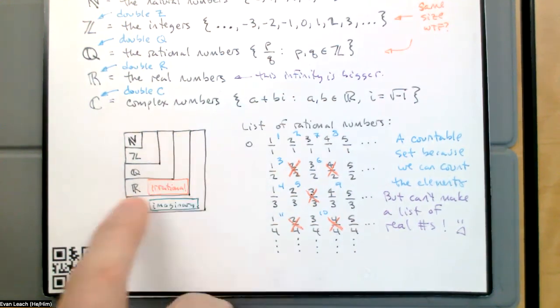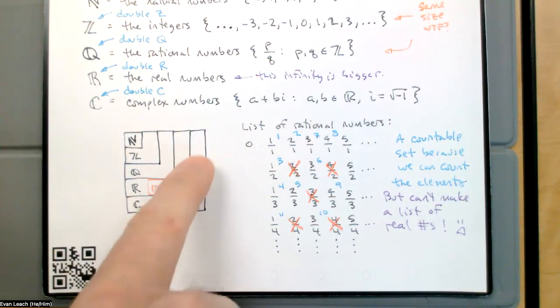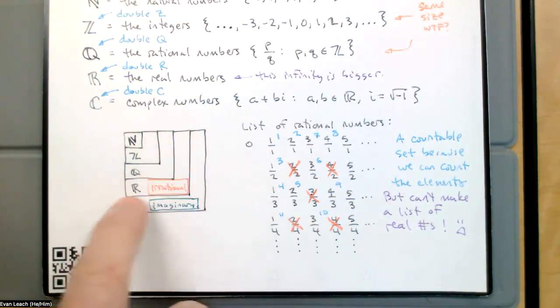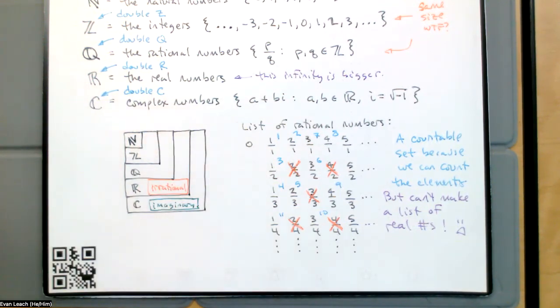But actually, the way I've drawn it here is not really representative because the real numbers should be infinitely bigger than the rational numbers. But I want to cram it all into finite space. So I guess it gets more dense on this row right here. What's that? No, it's the same size. Yeah. The complex numbers, same as the real numbers. These two are the same, infinitely bigger than these three.